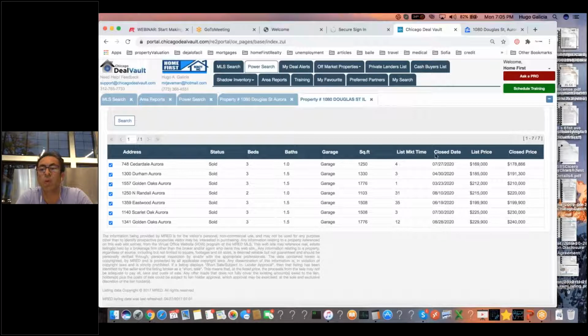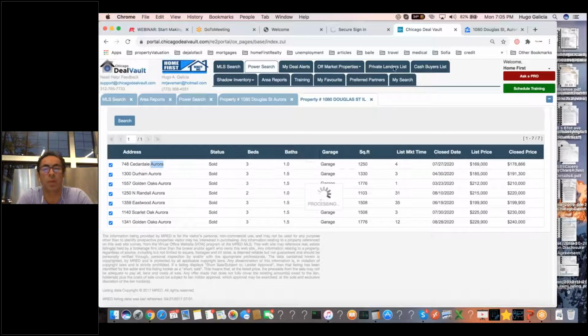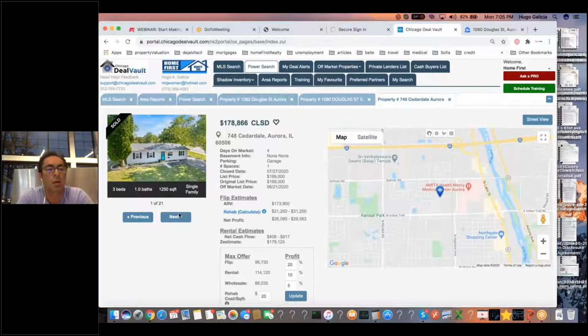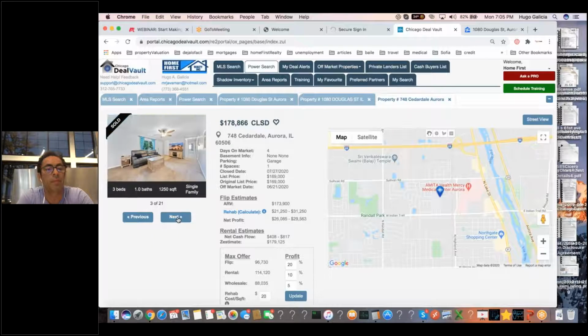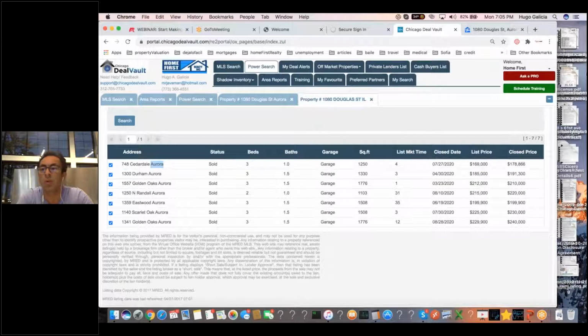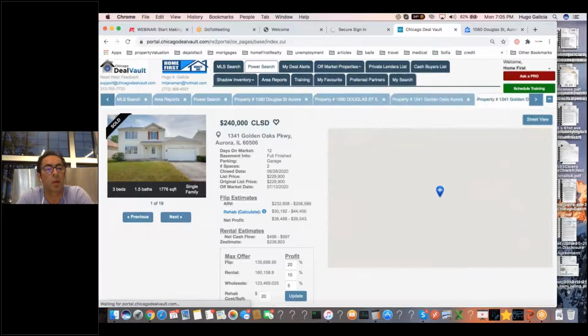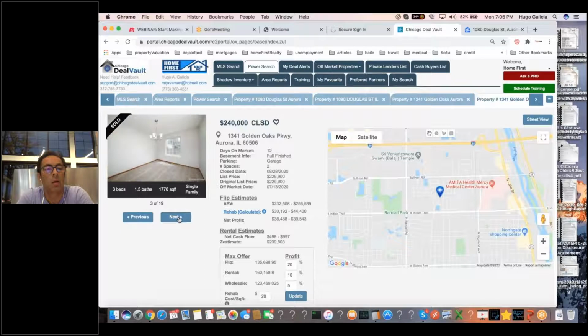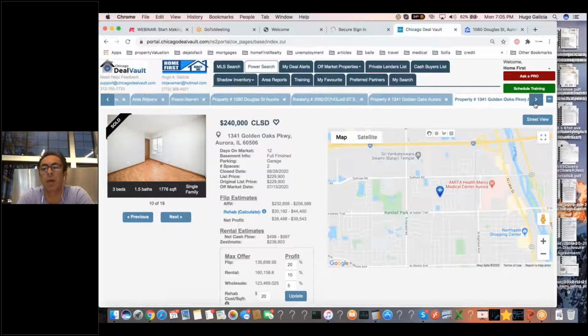So there's one for 178, the first one. I want to see what the pictures look like. Okay, so it's totally rehabbed. It looks pretty nice. Let me look at some others. So I'm curious about these for 240. That sounds quite high. Let me see. Yeah, this is a lot bigger. This is 1,700 square feet. So obviously this is not a comp.